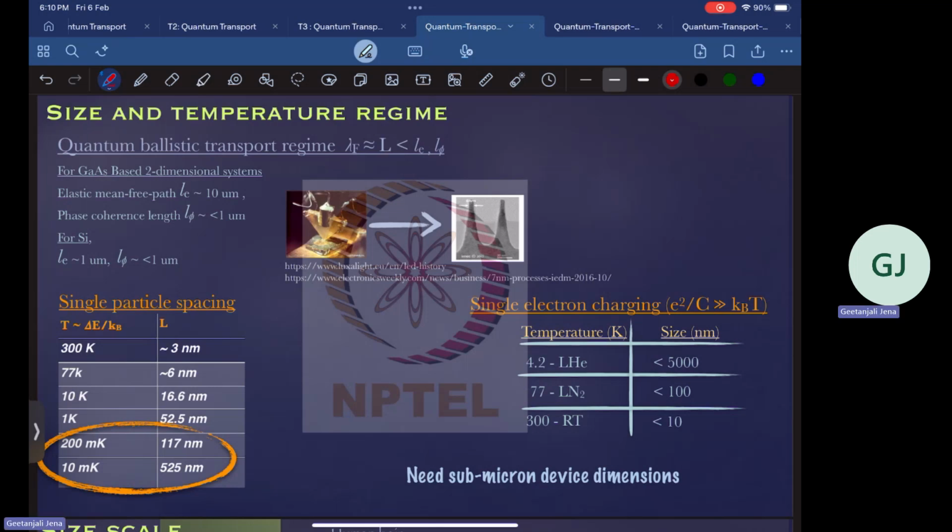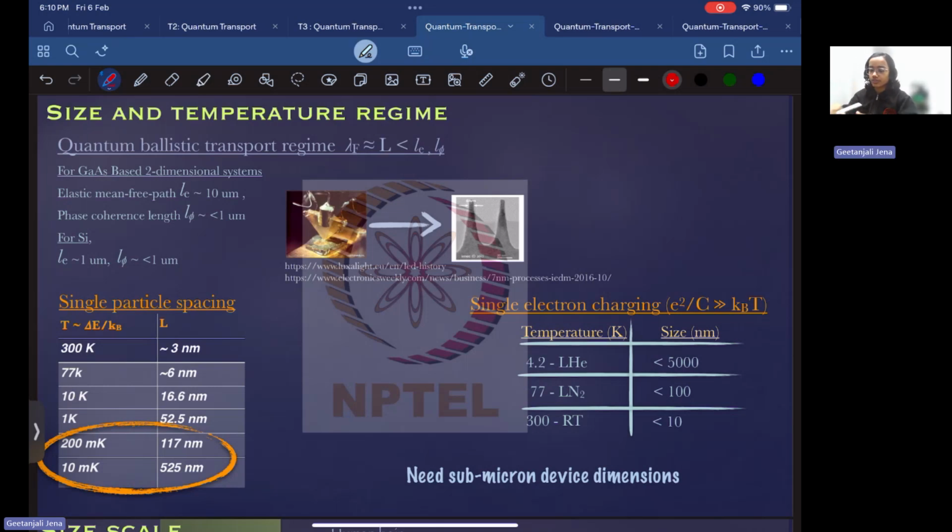If you see the regime for quantum ballistic transport, for this regime, we need the Fermi wavelength to be on the order of the device length, which should be less than the mean free path, which is the elastic mean free path or the phase coherence length.